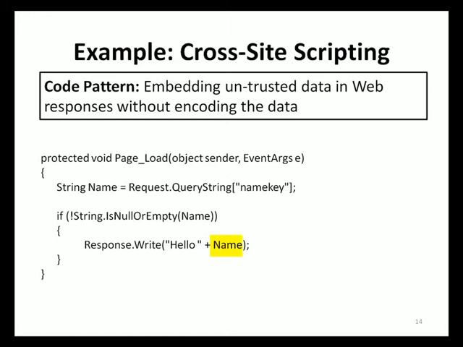A cross-site scripting vulnerability occurs at the code highlighted. The value from nameKey is untrusted, and the method pageLoad embeds that data in a web response without encoding it first.